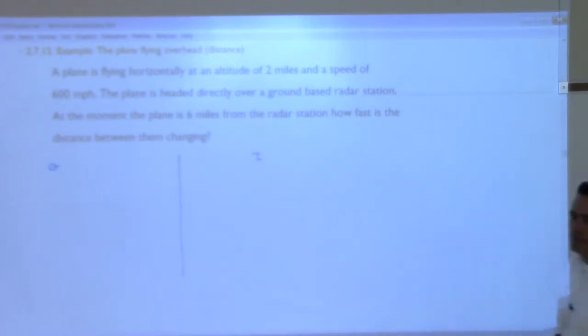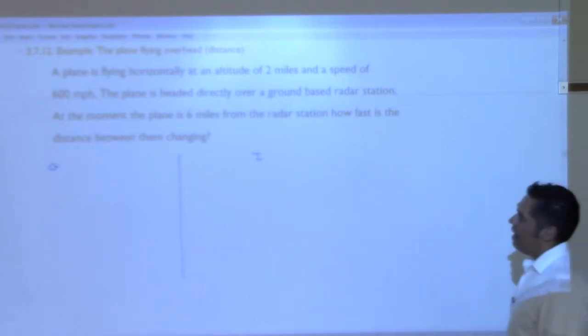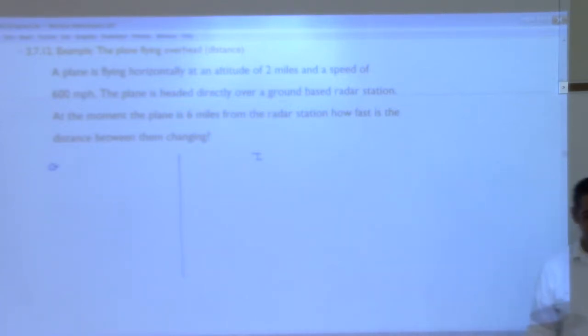All right. My general picture: I have a plane flying horizontally 2 miles high at a speed of 600 miles per hour. The plane is headed directly over a ground-based radar station. At the moment the plane is 6 miles from the radar station, how fast is the distance between them changing?